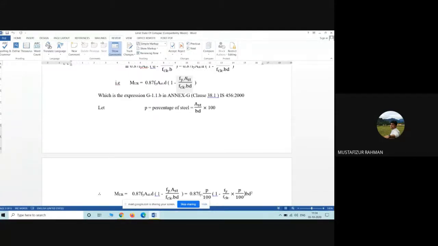A factor which is not having any dimension. That non-dimensional factor is percentage of steel. Now see here, we are taking the percentage of steel, AST by BD into 100. So how do we arrive at this expression?